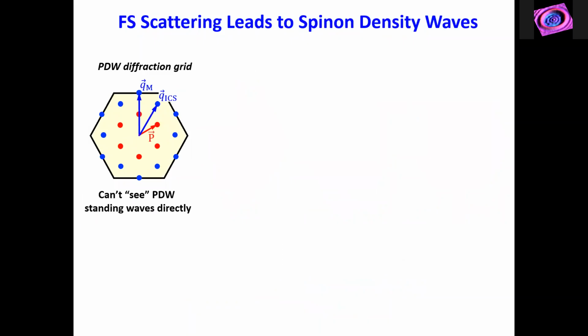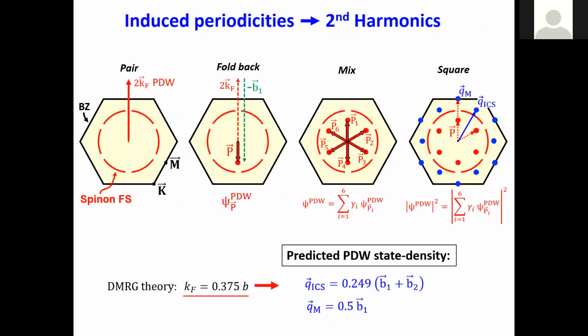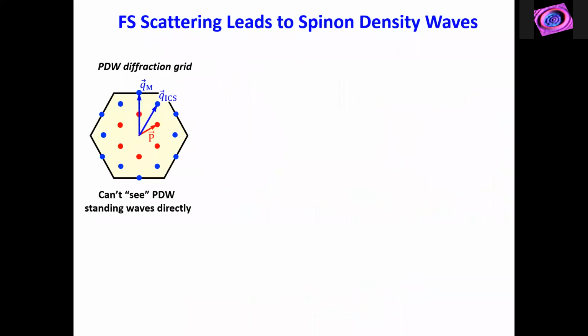Thank you. Okay, so then from this Fermi surface instability, we expect to see these standing waves in the paired density wave, and so we expect to basically get a grid of state density of the paired density wave, as you see here in this simple cartoon.